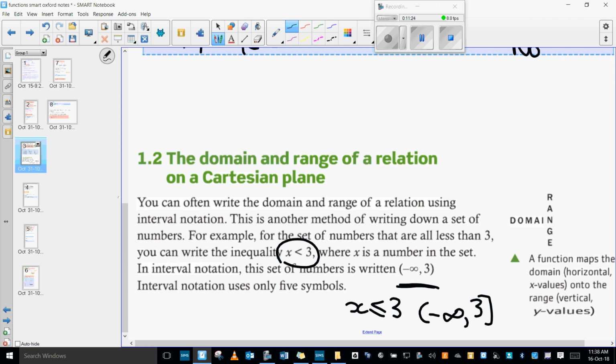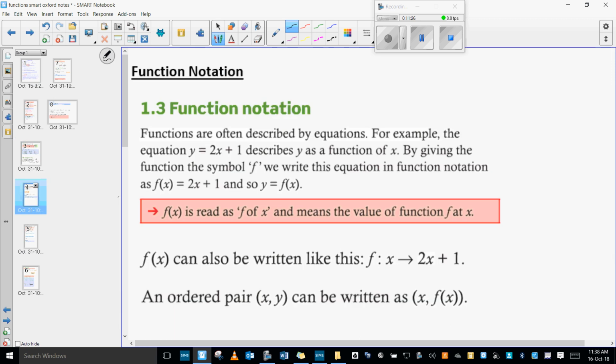Alright, so function notation, this should be familiar. This is f of x, how we say it. This rule here is 2x plus 1. You may see it with these colons and arrows. Remember that from GCSE? No. It just means exactly the same, so don't get freaked out if you see a colon with an x and an arrow. It means exactly the same thing.